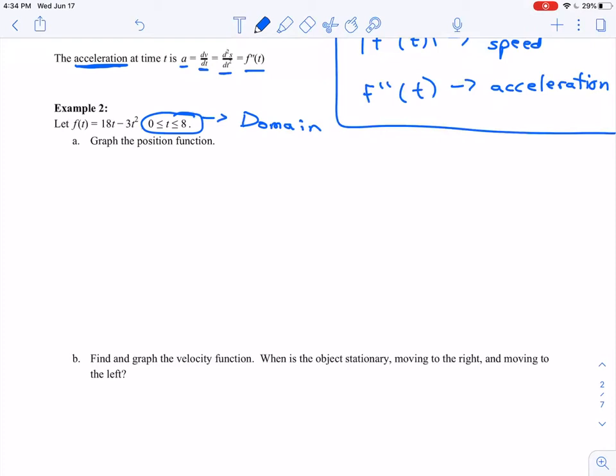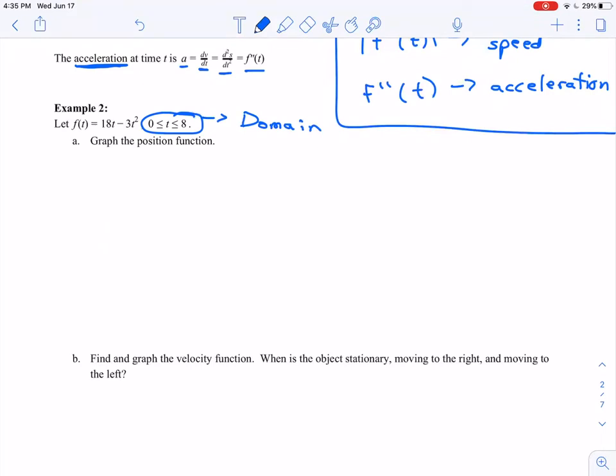So part A, I want to graph this position function. So what do I know about this? Well, the highest power is 2, so it's a quadratic. I know it's a parabola. And the leading term is negative. So, okay, it's a parabola that opens downward. It looks something like this. So at least I have a rough idea of what this looks like. I think I can be a little bit more specific.